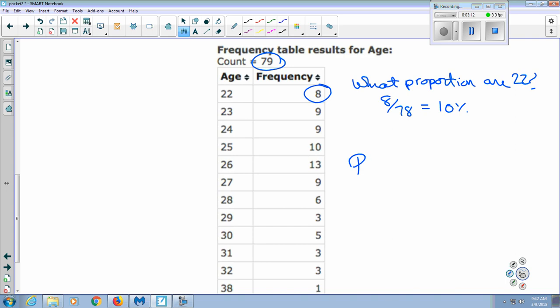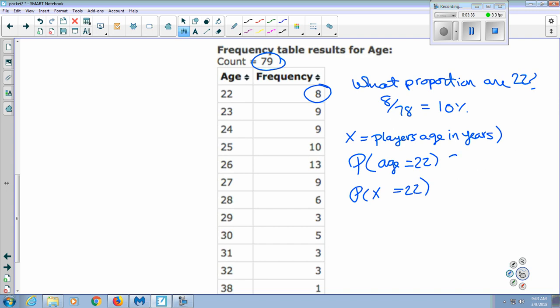79. So the probability of selecting an age equaling 22, or maybe a little bit more mathematically using the variable x, if x is equal to a player's age in years. So what's the probability of selecting one that is 22? These are all equal to 8 out of 79. Just some different ways of saying it.